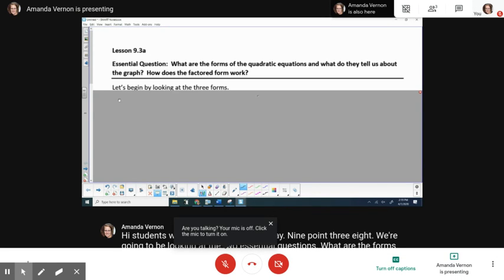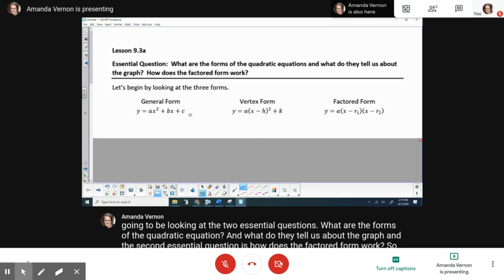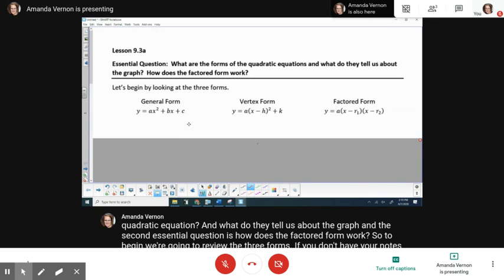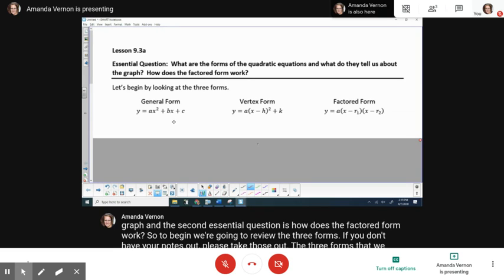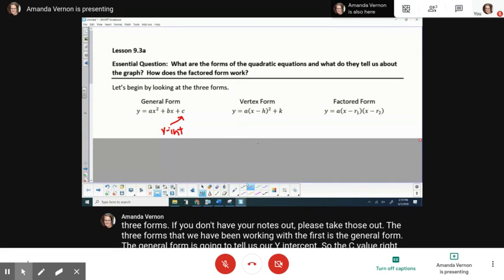So to begin, we're going to review the three forms. If you don't have your notes out, please take those out. The three forms that we have been working with, the first is the general form. The general form is going to tell us our y-intercept. So the c value right here is always going to denote the y-intercept of the graph. We're going to look at that today with a little more detail.